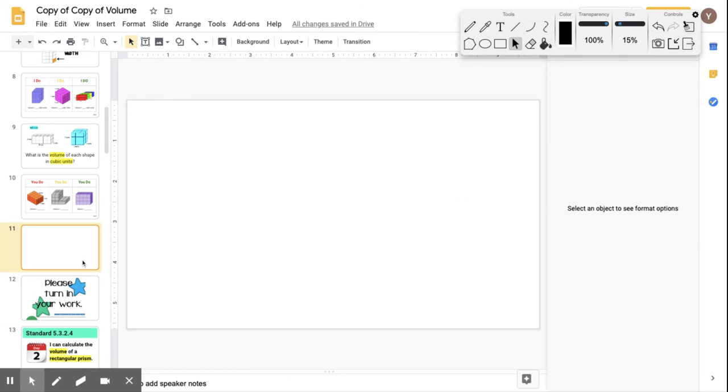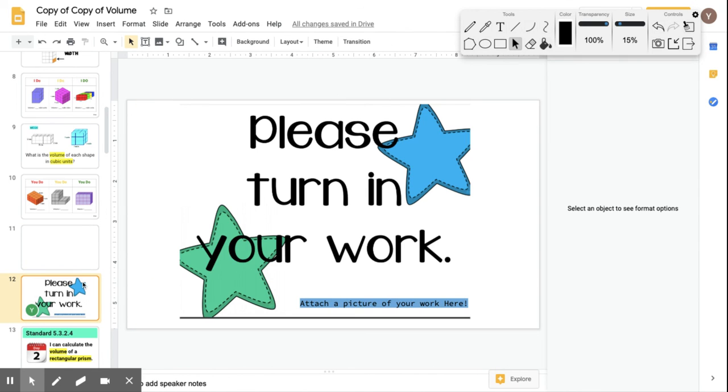After you hit Turn In, then make sure that you complete the exit ticket so you can have additional independent practice and we can see what you have learned for today. Goodbye.